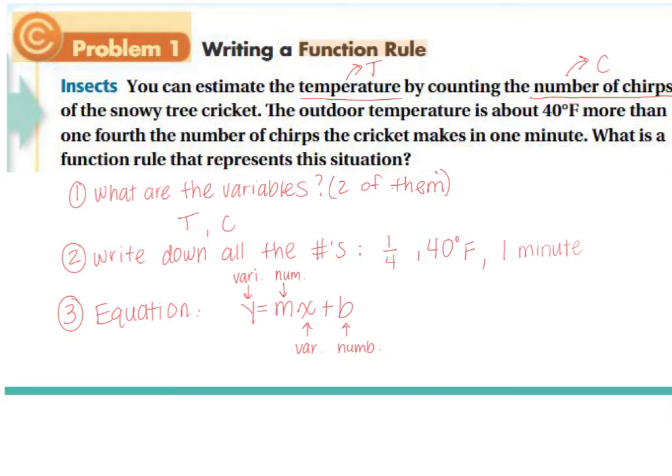What do you think, Ashton? 40? Say it again. 40? So we've got temperature and we've got the number of chirps. Which one depends on the other one? Does the number of chirps depend on the temperature, or does the temperature depend on the number of chirps? Oh, the number of chirps. Which? It depends on the temperature.